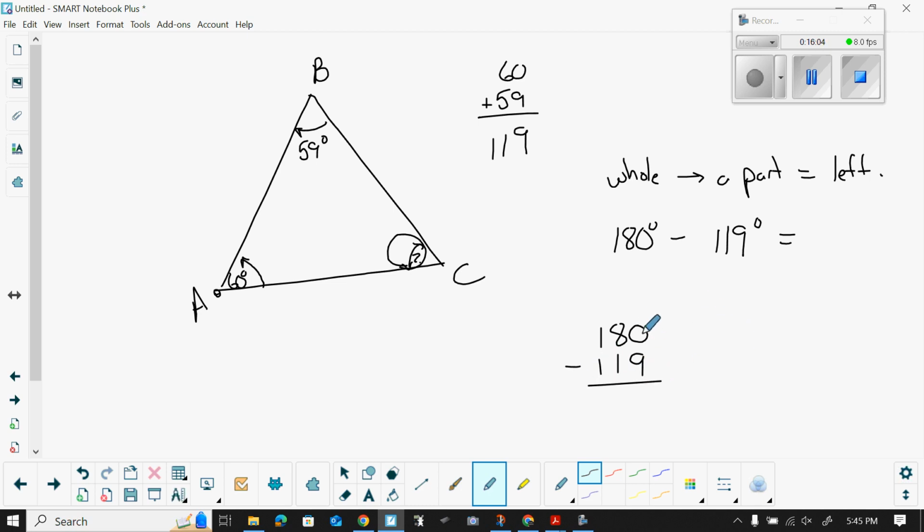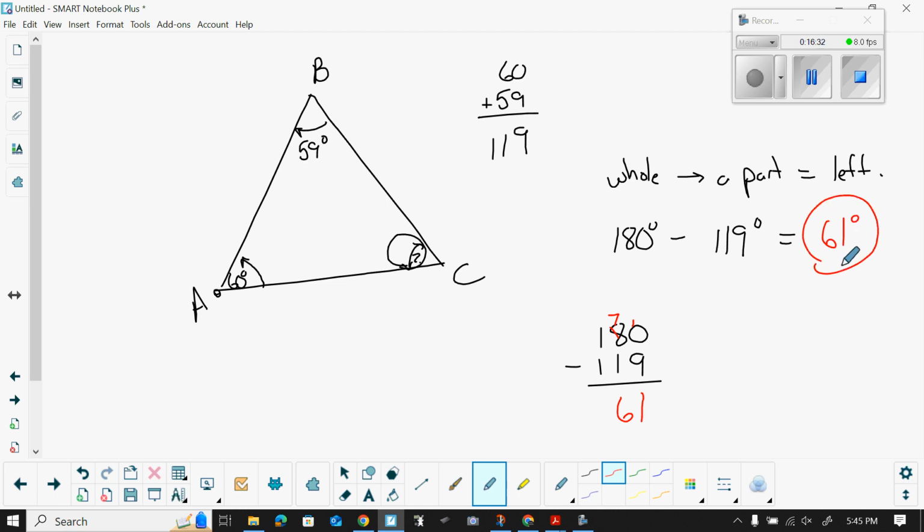What do we get? Notice I can't subtract right here. 0 minus 9. I can't do that. But what I can do, I'm going to borrow something from this 8. I'm just going to borrow 1. Make it a 7. That extra comes over here, makes this 10. 10 minus 9 I can now do. 10 minus 9 is 1. 7 minus 1 is 6. 1 minus 1 is 0. So what's left is 61.